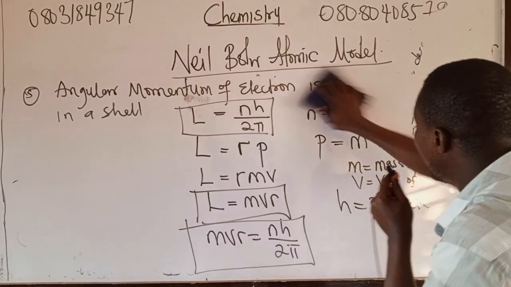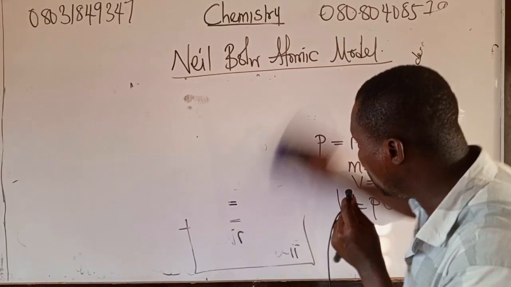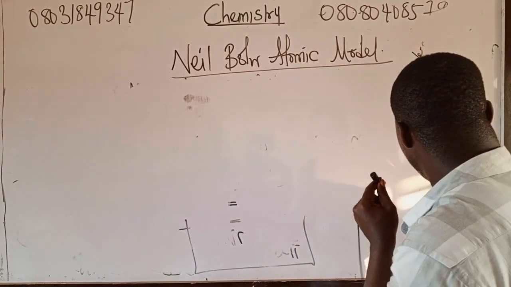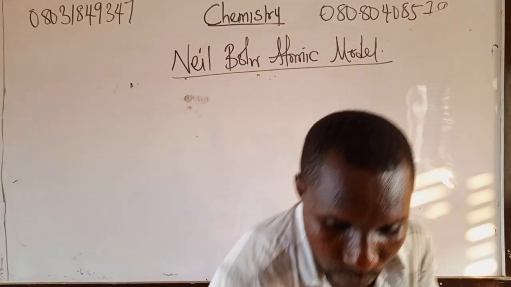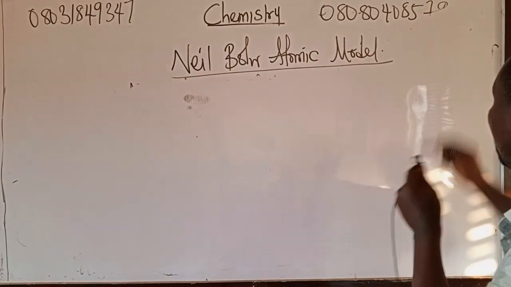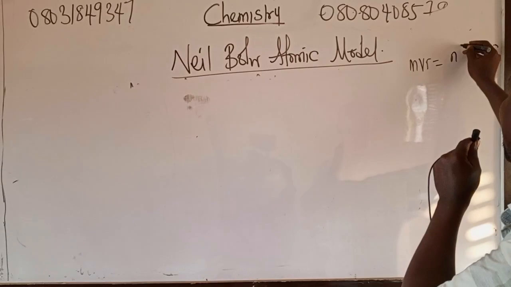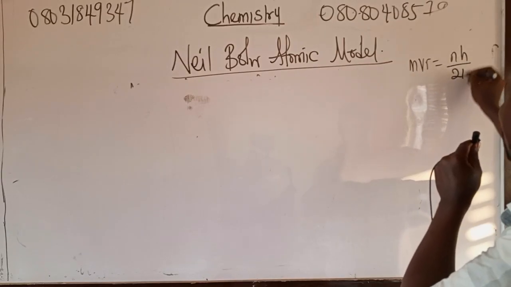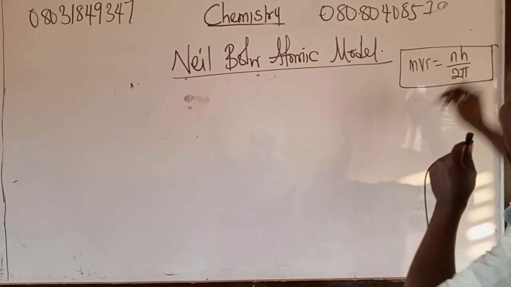Let me rewrite the formula here because I will play with it. You can pause the video and write it out. I have mvr equal to nh over 2 pi. I need this.